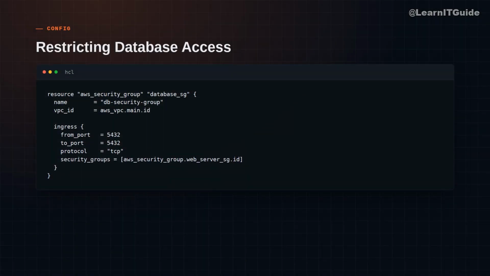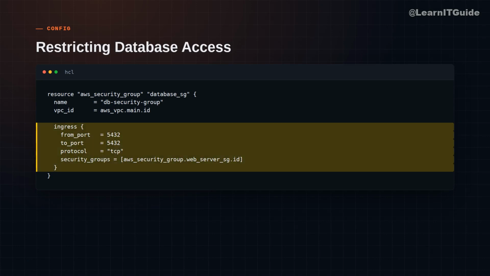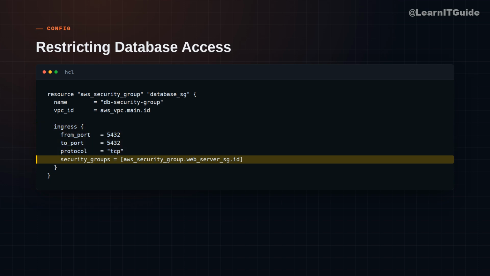This Terraform configuration shows how to configure a security group for a database. Notice the ingress block. We do not allow access from anywhere on the internet. Instead, we explicitly allow traffic only from our web server security group. This means even if someone is in your VPC, they cannot talk to your database unless they are coming from the authorized web tier.